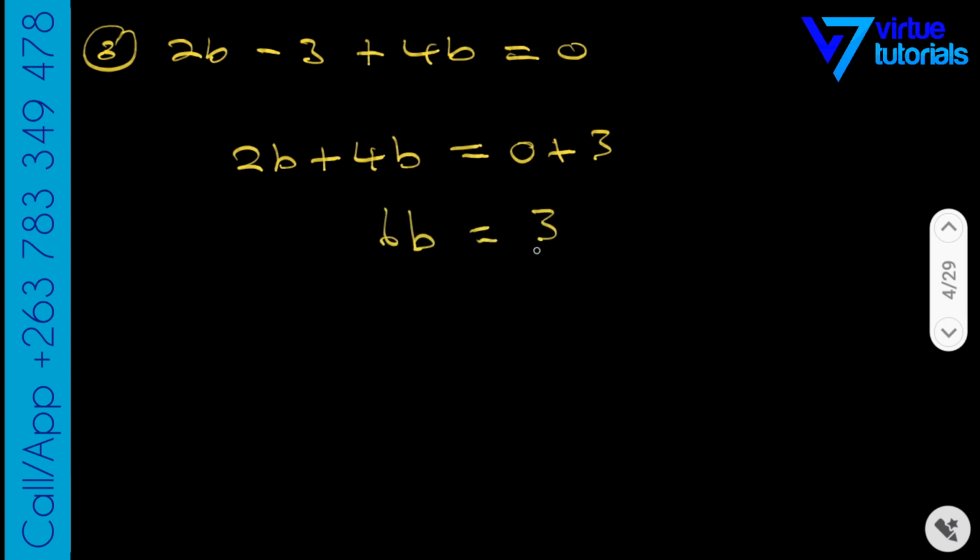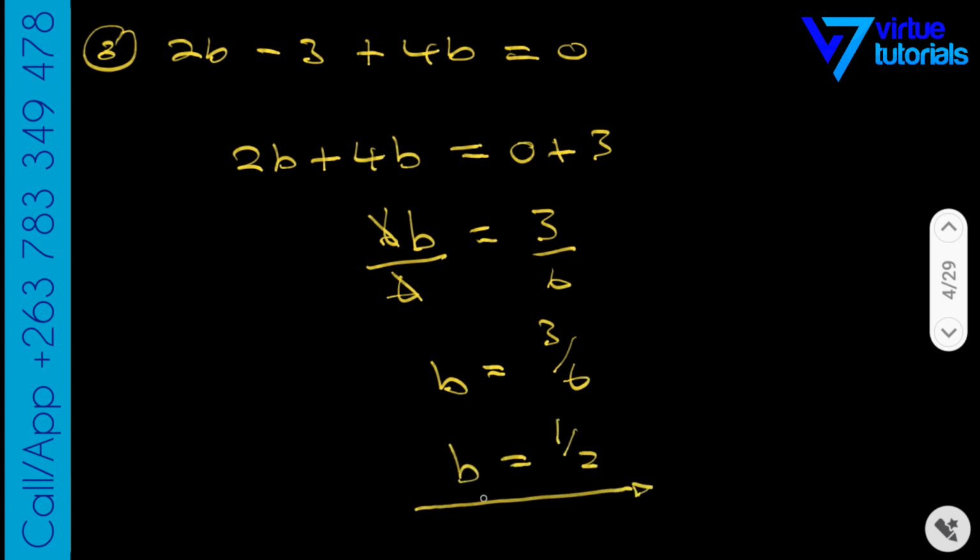0 plus 3 gives you 3. Now this is 6b. I want b, so I divide both sides by 6. So this cancels out. I'll have b is equal to 3 over 6. Divide by 3, both numerator and denominator. In lowest terms, b is equal to half. So those are the basics of solving equations.